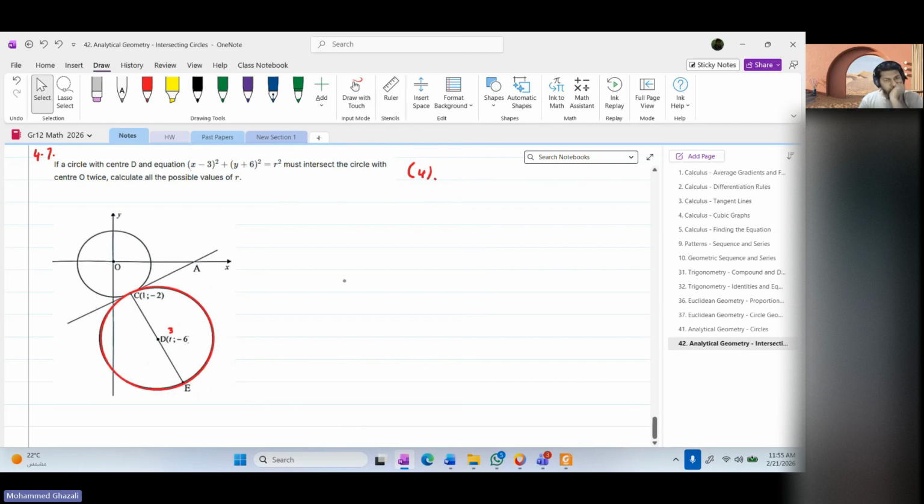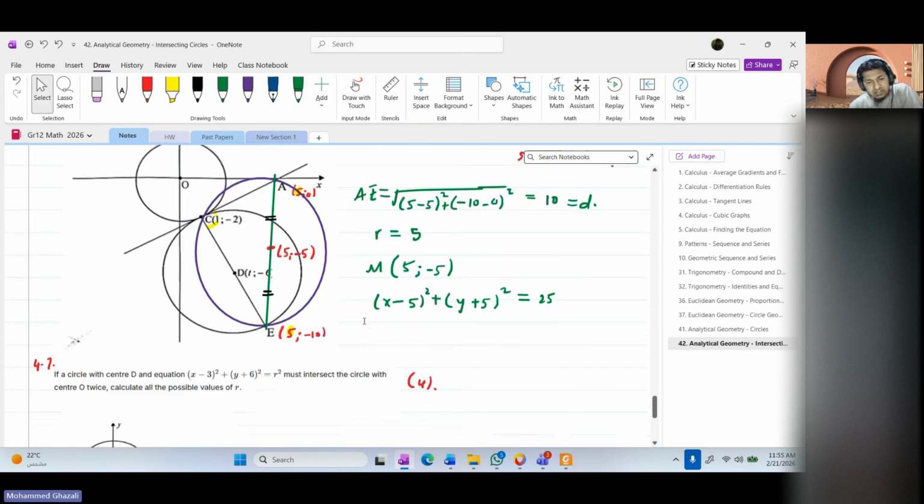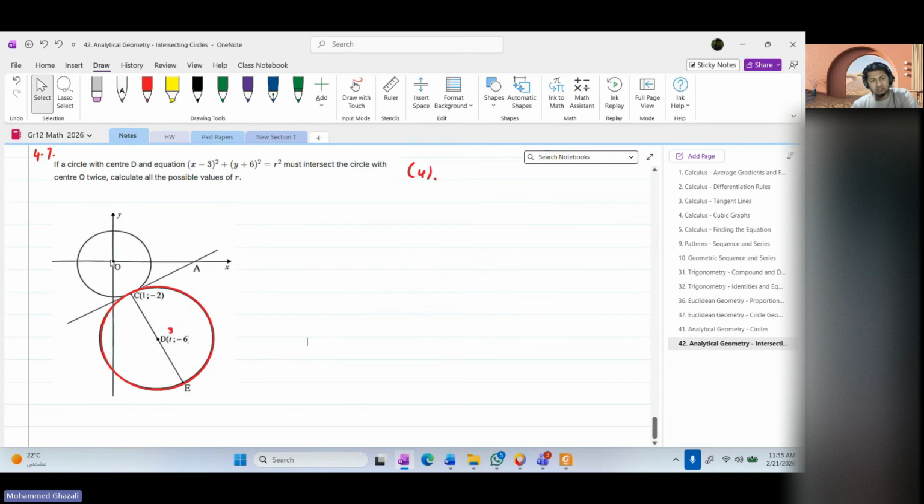So let's see. What's the equation of the circle with center O? Was that equation given? No. The equation of the circle with center O wasn't given, but we can find it, because remember the distance OC is the radius. What is the radius of the circle with center O? Sorry, not x minus 0. I'm finding the radius, okay? I already know the center O.